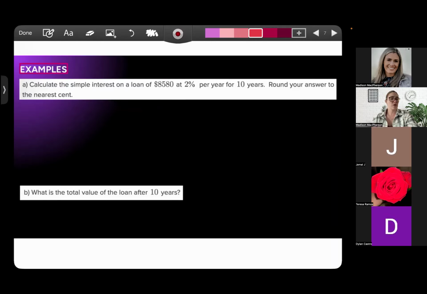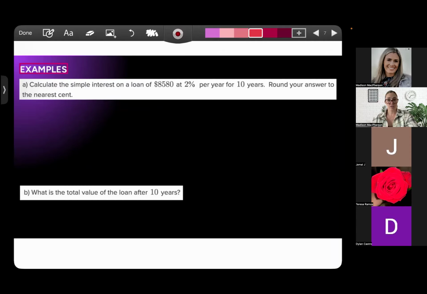Okay, so we're going to do a quick example and then we will get into the math-based assignment. So A says calculate simple interest on a loan of $8,580 at 2% per year for 10 years. Round your answer to the nearest cent.